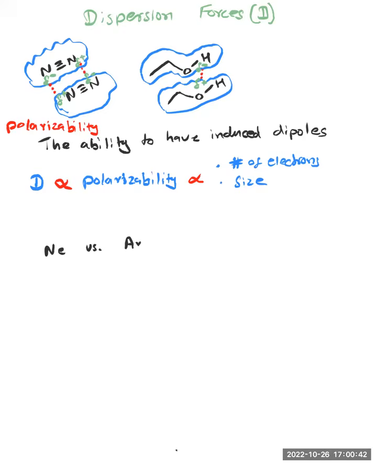To do that, we need to find out which one is more polarizable first. So what we're going to do is count the total number of electrons. Neon has an atomic number of 10, therefore it's going to have 10 electrons, and argon has an atomic number of 18, therefore it's going to have 18 electrons, and it's going to be larger as well. Obviously, argon is larger with more electrons, therefore it's going to be more polarizable.